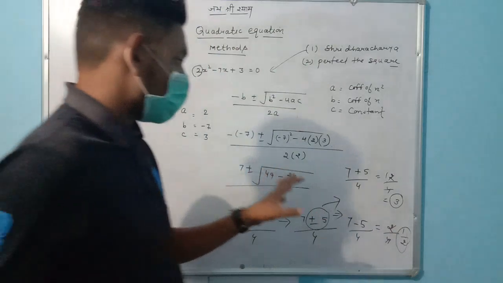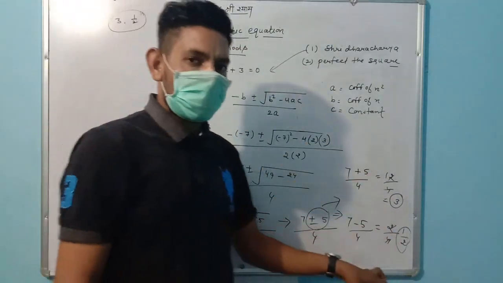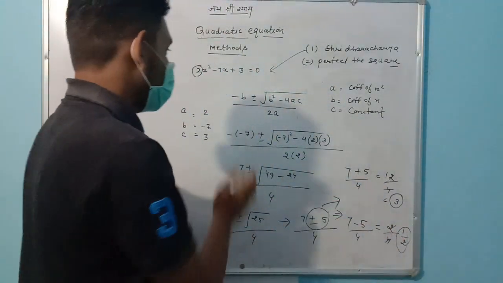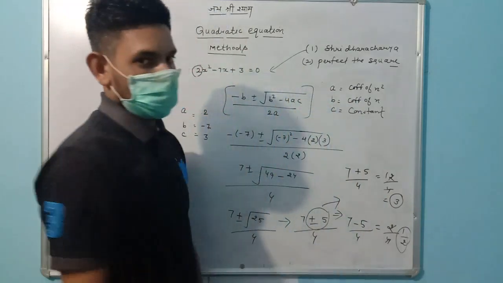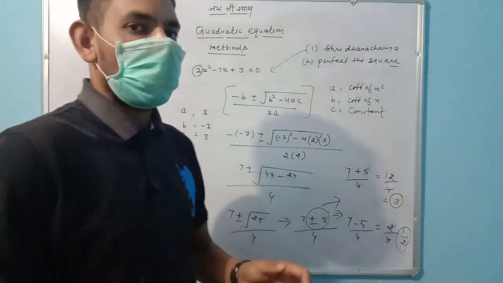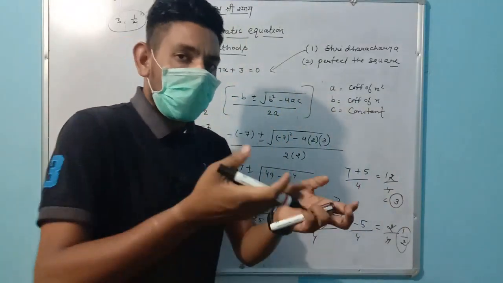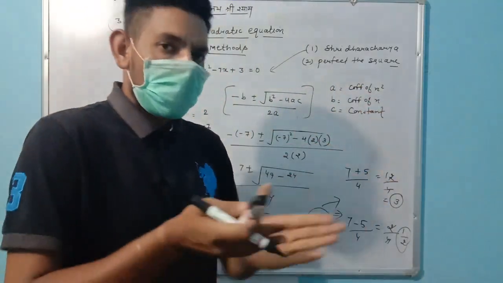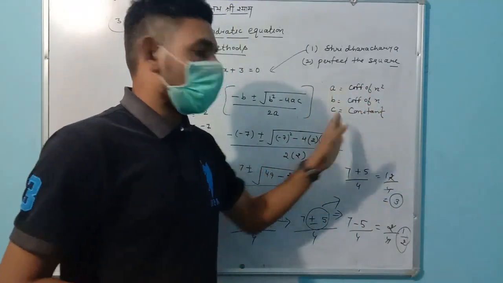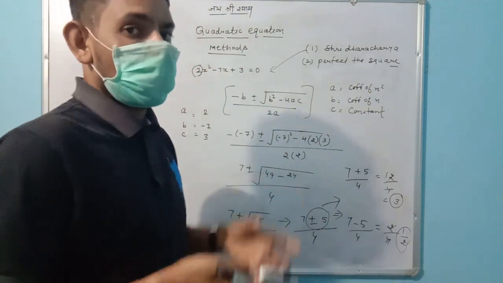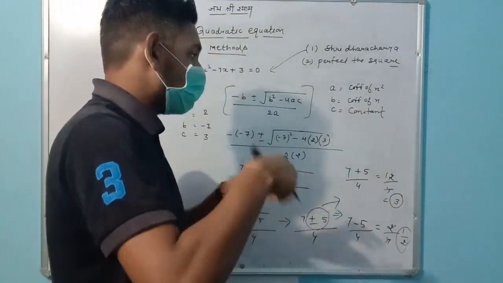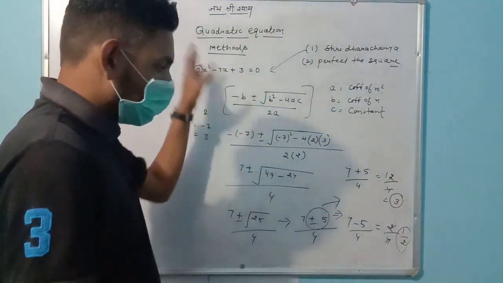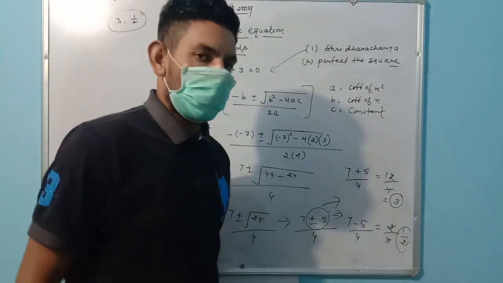Clear? Then students, in this method the compulsory point is that you learn the formula first. You learn the formula and what will be required according to the formula: a, b and c. Coefficient of x square is a, coefficient of x is b, and constant is c. All are available in this equation. You select them from the equation, then put them in the formula and calculate the zeros of this equation.